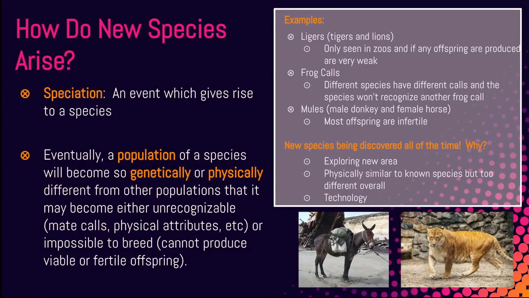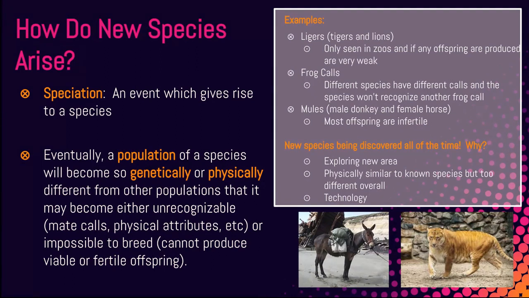So eventually, a population of a species will become so genetically or physically different from other populations that it may become either unrecognizable, for example, mate calls might be different or physical attributes, so they don't even recognize that they're the same species, or impossible to breed. They can't produce a viable or fertile offspring.